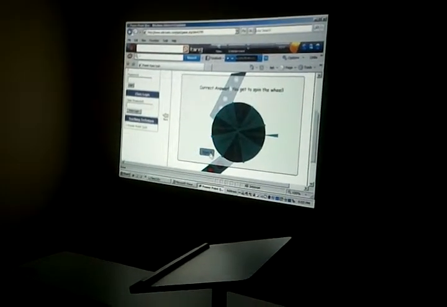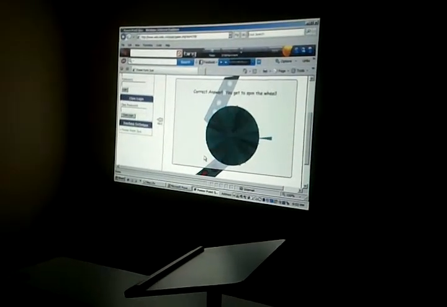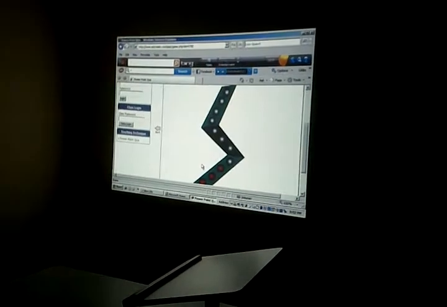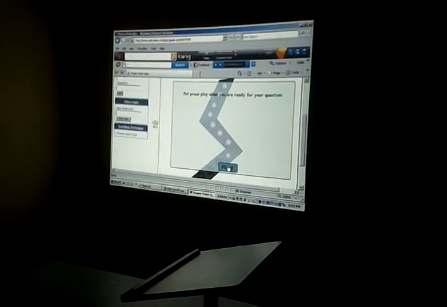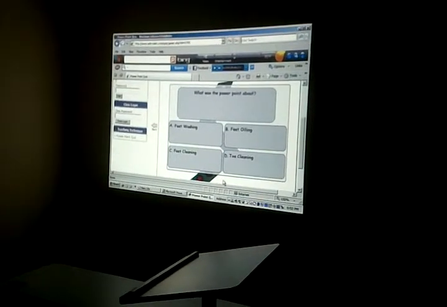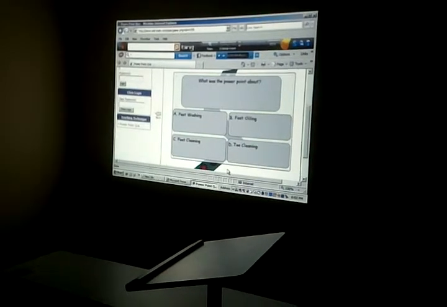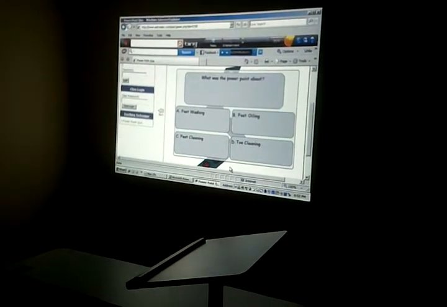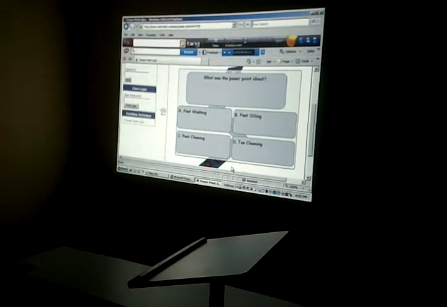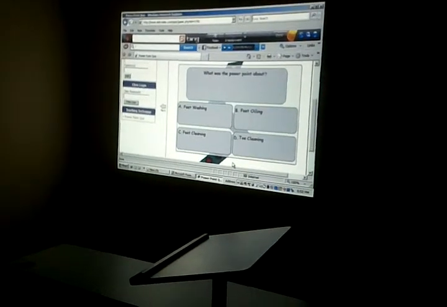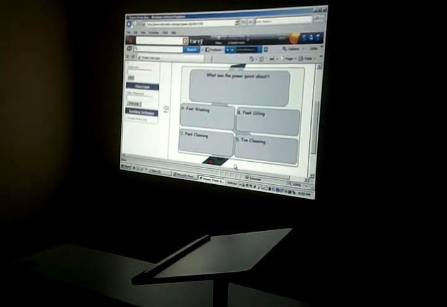Correct. All of the above. I'm sorry. Ointment is the same as oil. That's what I said. Oh, okay. What was this PowerPoint about? Feet washing, A. Feet oiling, B. Feet cleaning, C. Toe cleaning, D. A.